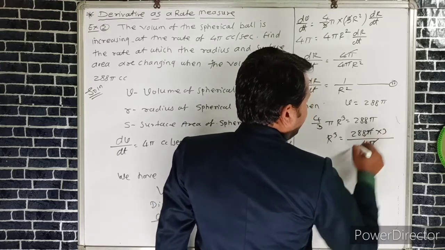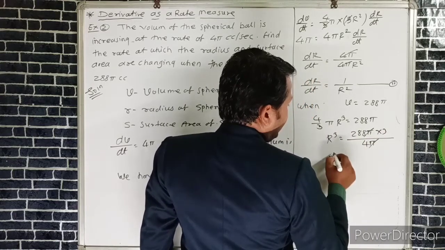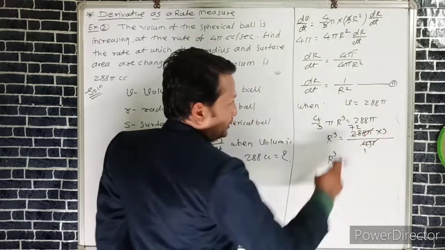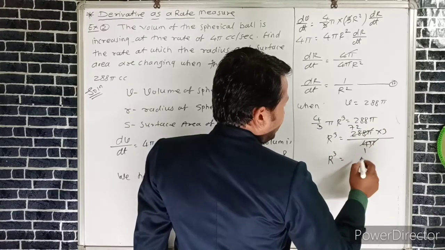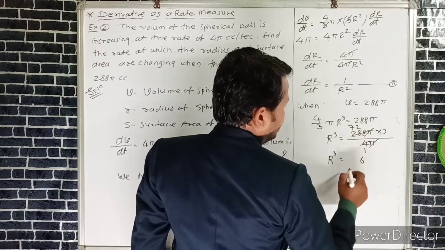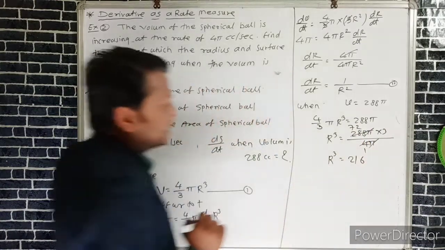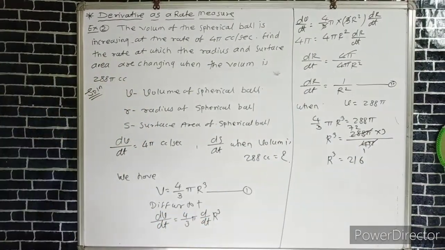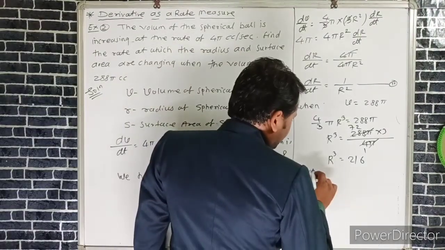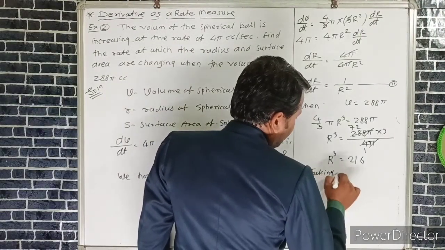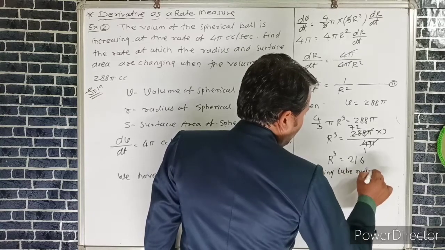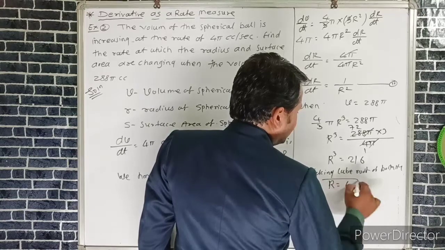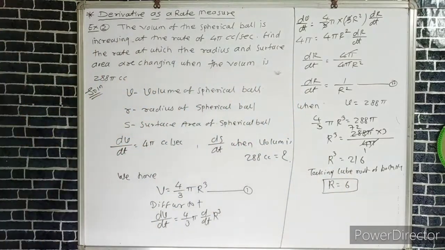Here pi gets cancelled. We can write r cube is equal to 72 into 3, which is 216, the value of r cube. Taking the cube root of both sides, we can write the value of r, which is 6. Here the radius r is equal to 6.